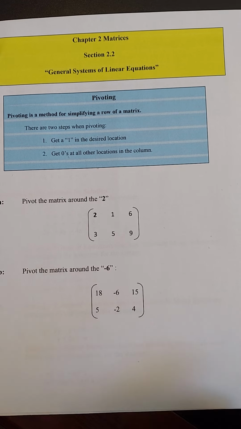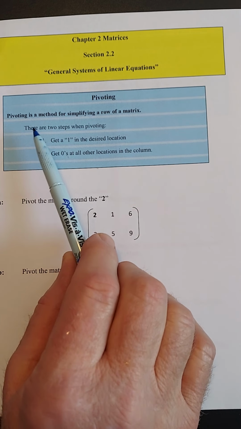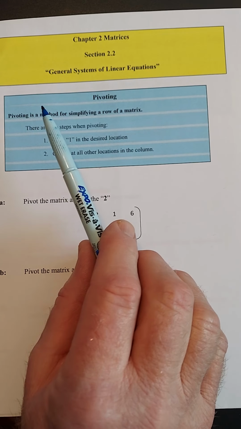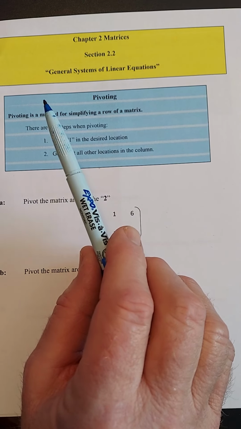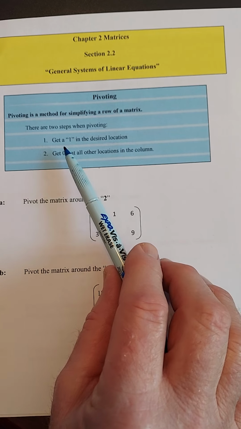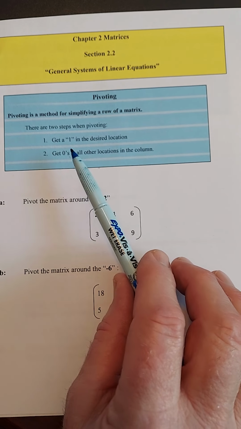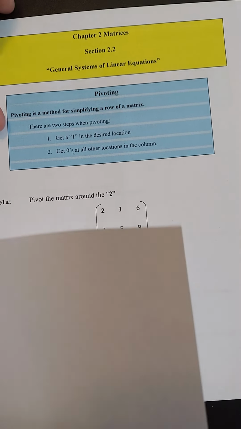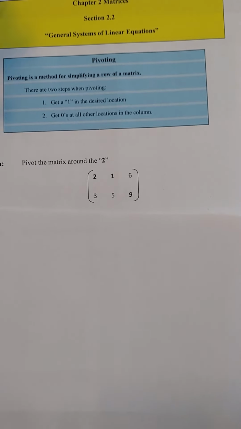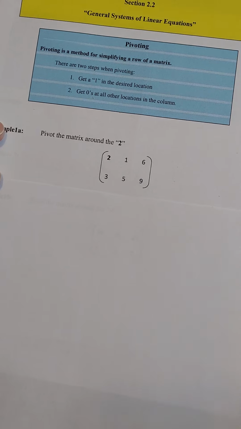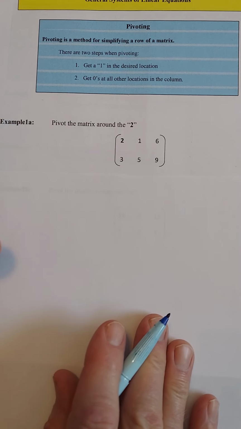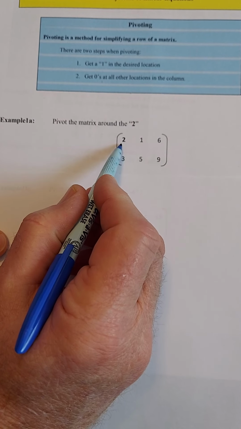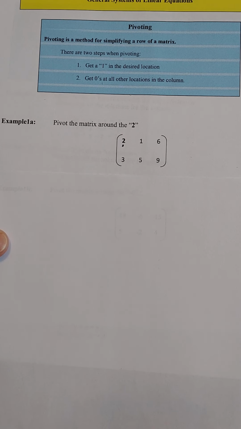Okay, so when you pivot around a certain element in the matrix, it means we want to get a 1 in the desired location and then zeros every place else in that column. So let's look at my first example here. The matrix is 2, 1, 6, 3, 5, 9, and I want to pivot around that 2.